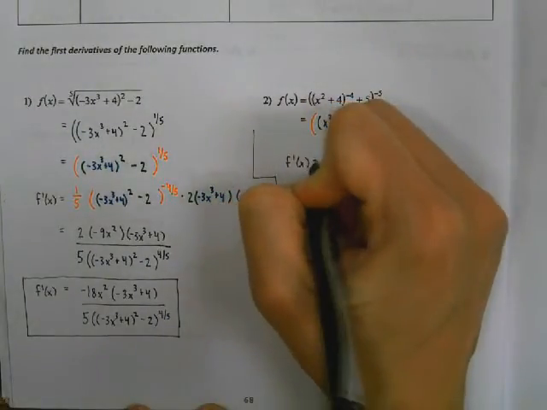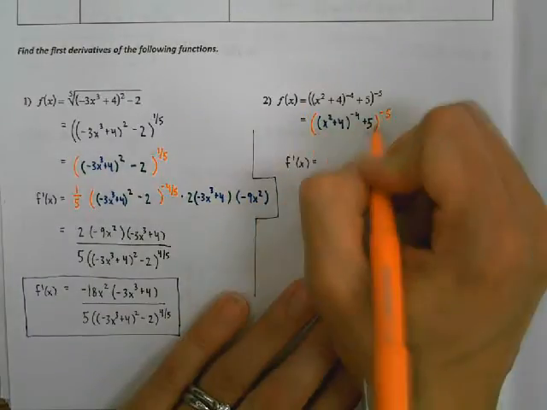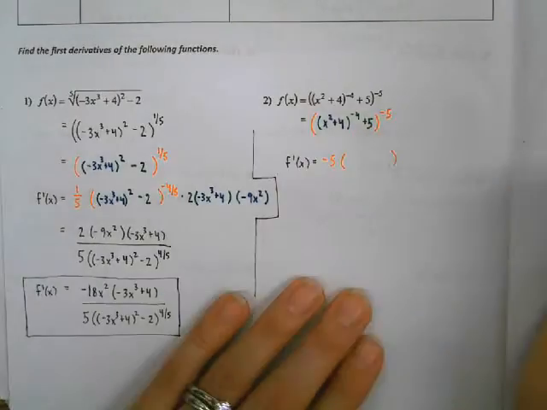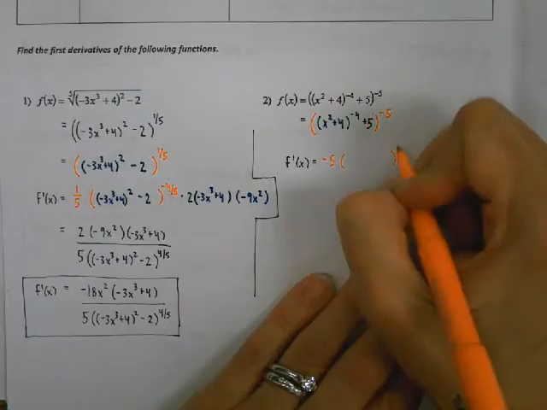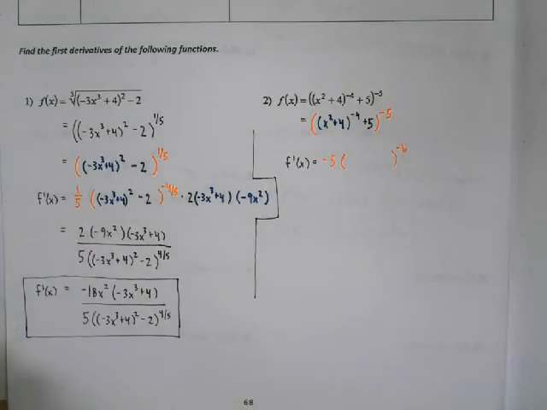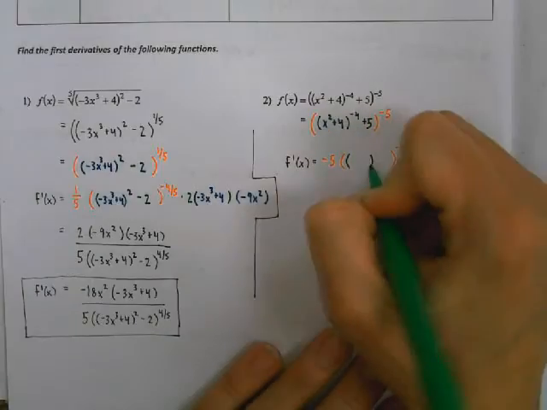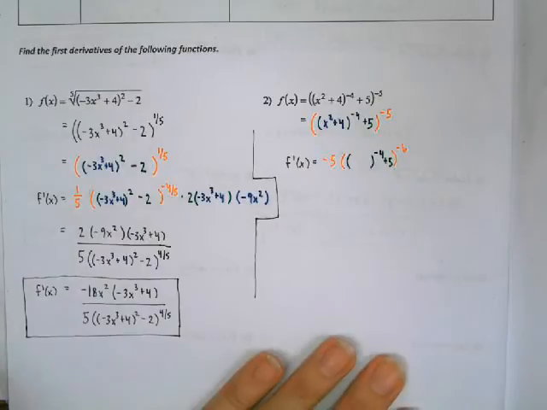So again, here we're working from outside in. We have our power rule, negative 5 times this quantity in parentheses. And then we're going to decrease our exponent by 1, so that's going to be to the negative 6th power. Everything in here stays the same. Should have left more room.